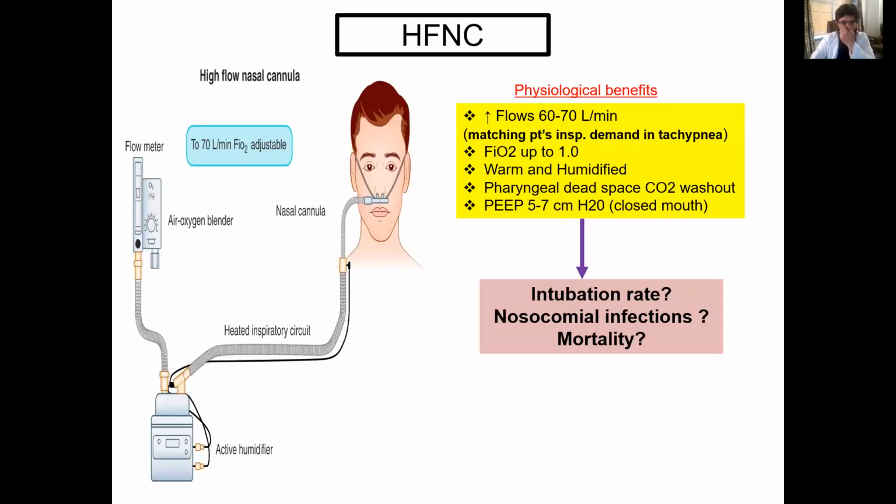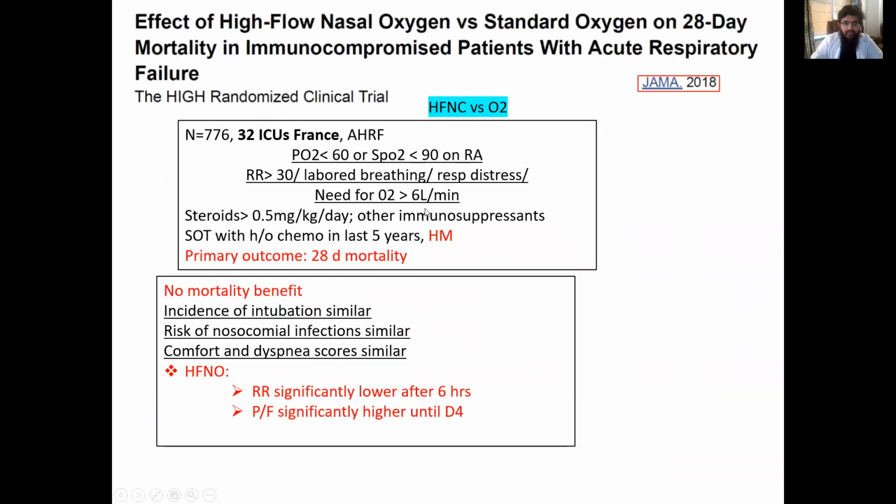Now coming to HFNC, it has an emerging role because of its physiological benefits inherent to high flows, high FiO2s, warm and humidified gas, dead space CO2 washout, and some amount of PEEP with a closed mouth. So can this translate to a mortality benefit, a low risk of infections, and a low intubation rate in our patients? A randomized trial that came up recently looked at the efficacy of HFNC versus oxygen on 28-day mortality, in which they recruited patients with hypoxemia, labored breathing, and on oxygen of more than 6 liters per minute. They didn't find any mortality benefit, and the risk of intubation and nosocomial infections were not different.